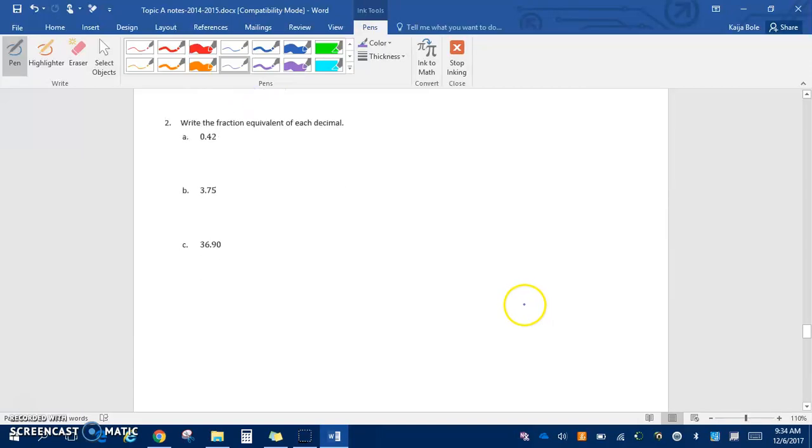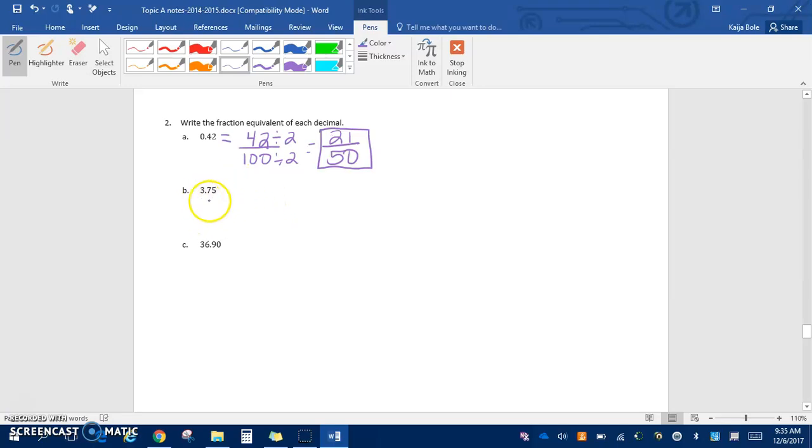Alright, so now we're going to look at number 2 here. It says to write the fraction equivalent of each decimal. So our trick is to always say it out loud. So if we read this one out loud, this is 42 hundredths. So we would have 42 over 100. But then we do need to simplify. So I see both of these are even, so I'm going to start with dividing by 2. If I divide by 2 on the top and on the bottom, I'd get 21 over 50. And this is as low as we can go. So our final answer would be 21/50.